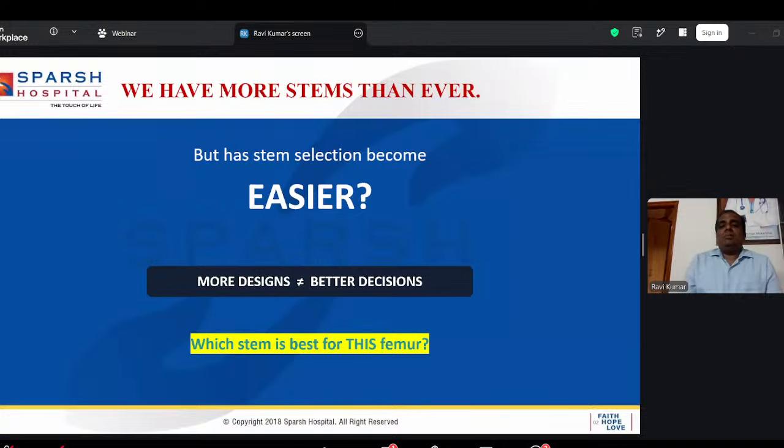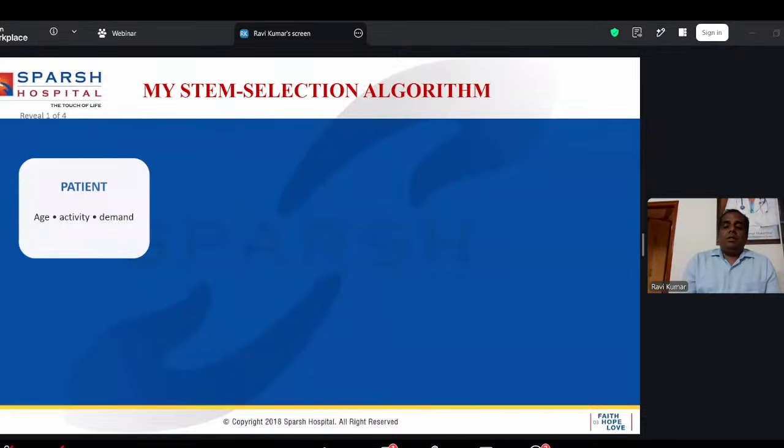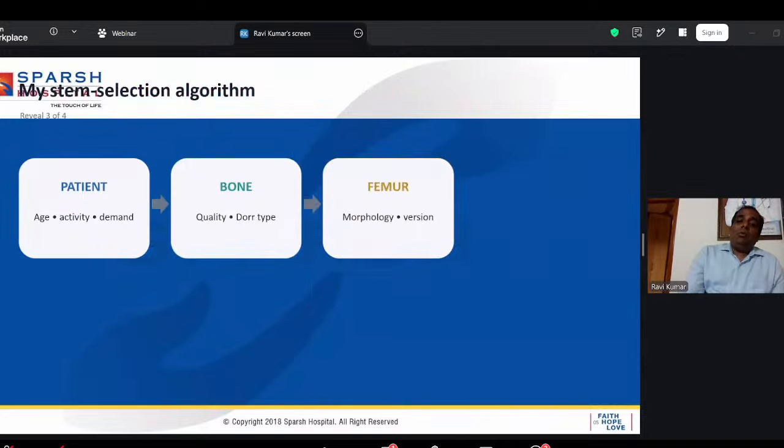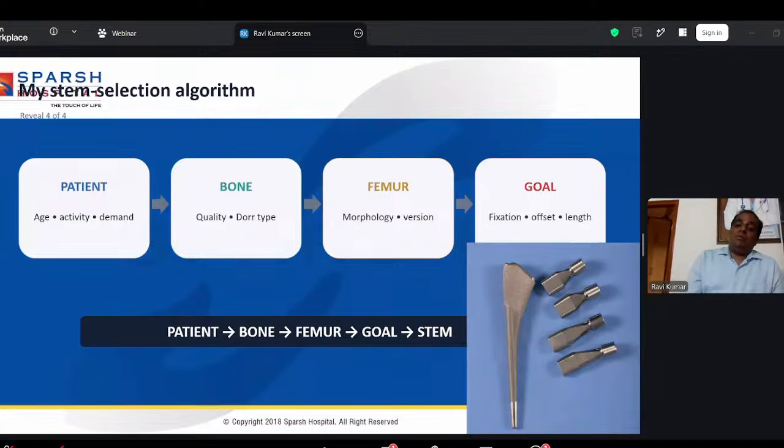We have so many stems now than ever, but has stem selection become easier? It has not become easier, because more designs doesn't mean better decisions. The stem should fit the femur, not our philosophy. So my simple algorithm starts with the patient, depending upon the age, activity, and demand; then the bone, the quality of the bone, Dorr type A, B, C; and whatever morphology of the proximal femur, or whatever version I require depending upon the anatomy. Then what is my goal, like fixation, offset, leg length, which was beautifully covered by Arun just now.